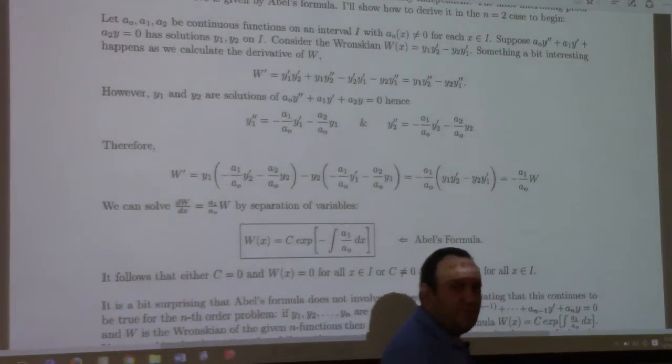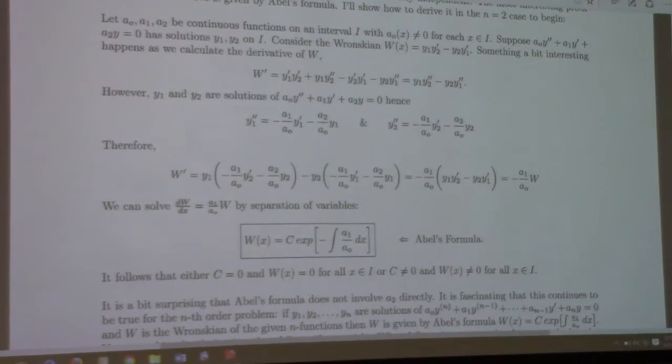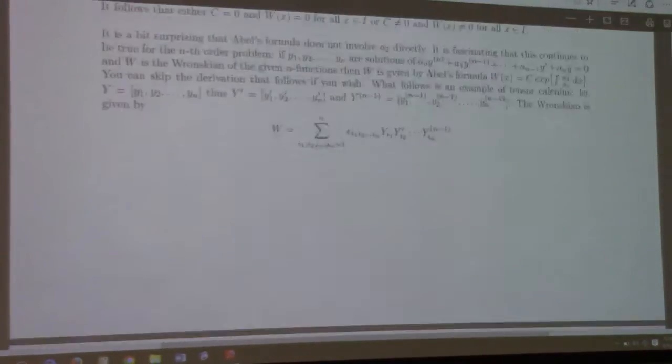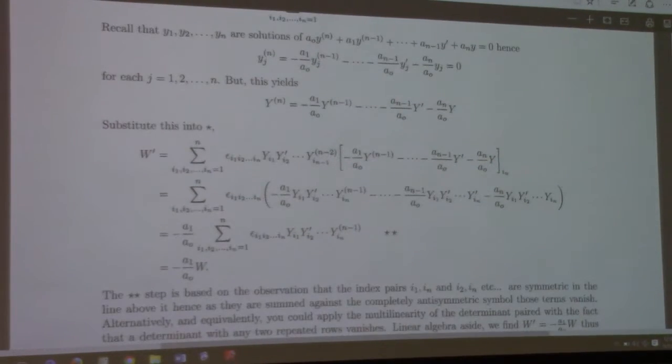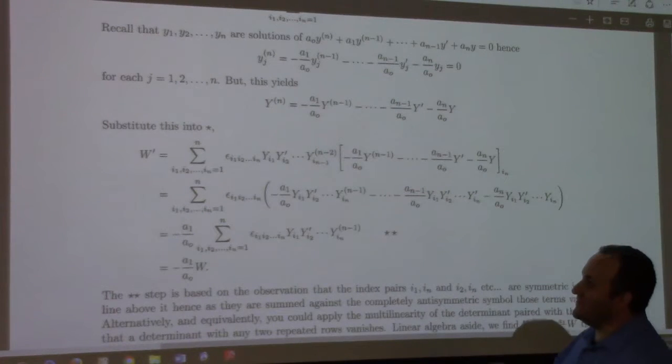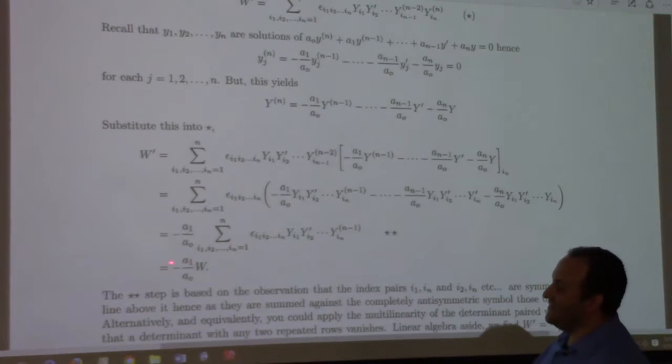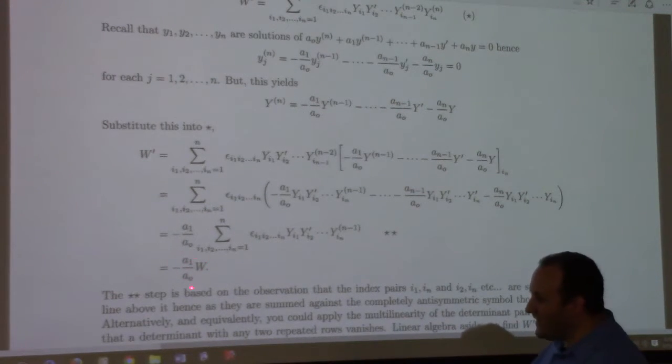You're like, well, you just proved it for n equals 2, right? But you're claiming it's holding for general n. That is true. It is the next page. Here's the proof in the nth order case. Abel's formula continues to be true. After a rather dastardly calculation, you can show that the derivative of w is in fact still minus a1 over a naught. It only depends on the first and the zeroth coefficients of the nth order ODE.